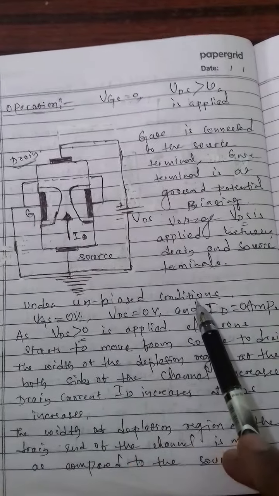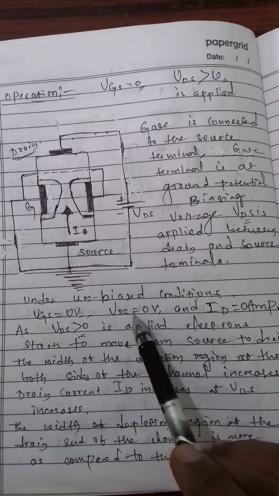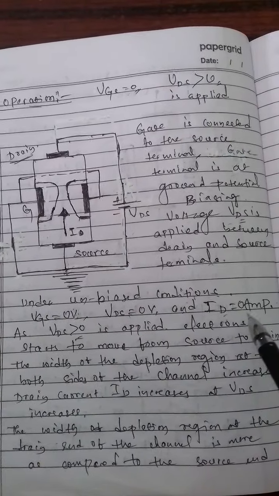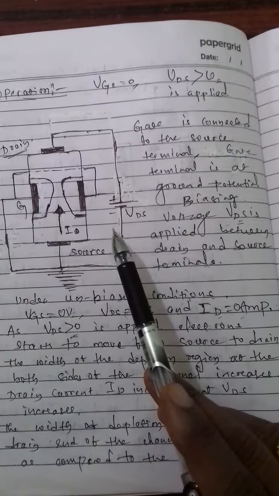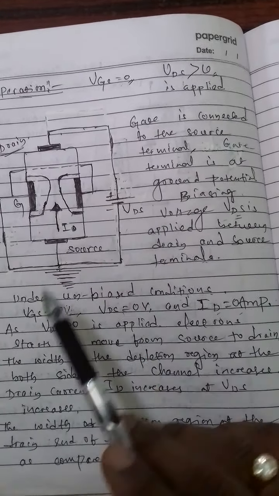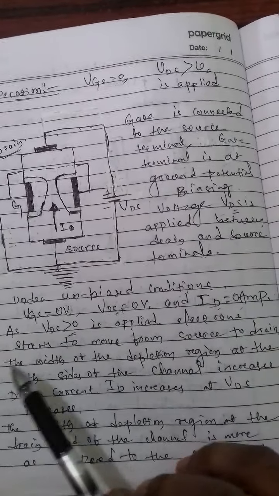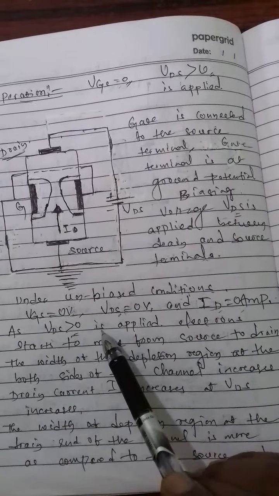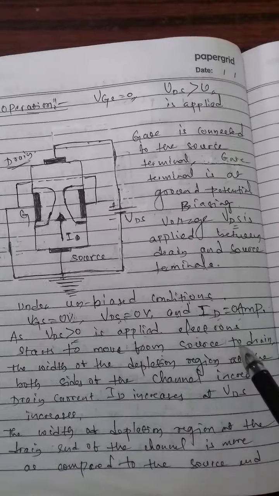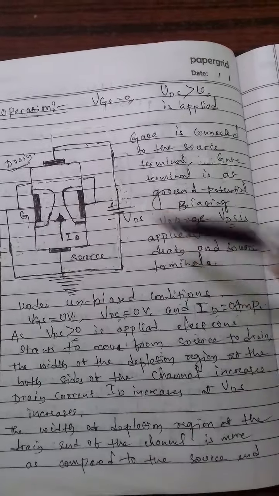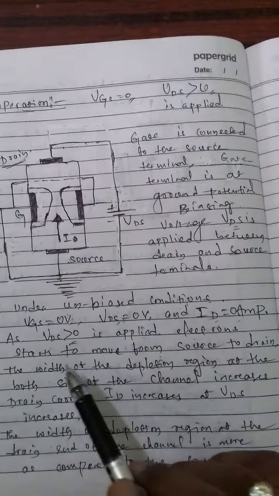Under unbiased conditions, VGS is equal to 0, VDS is equal to 0 and ID is equal to 0 amperes. If we do not apply any biasing voltage VDS, then VGS is equal to 0, VDS is equal to 0 and ID is equal to 0 amperes. As VDS greater than 0 is applied, the electrons start to move from the source towards the drain.